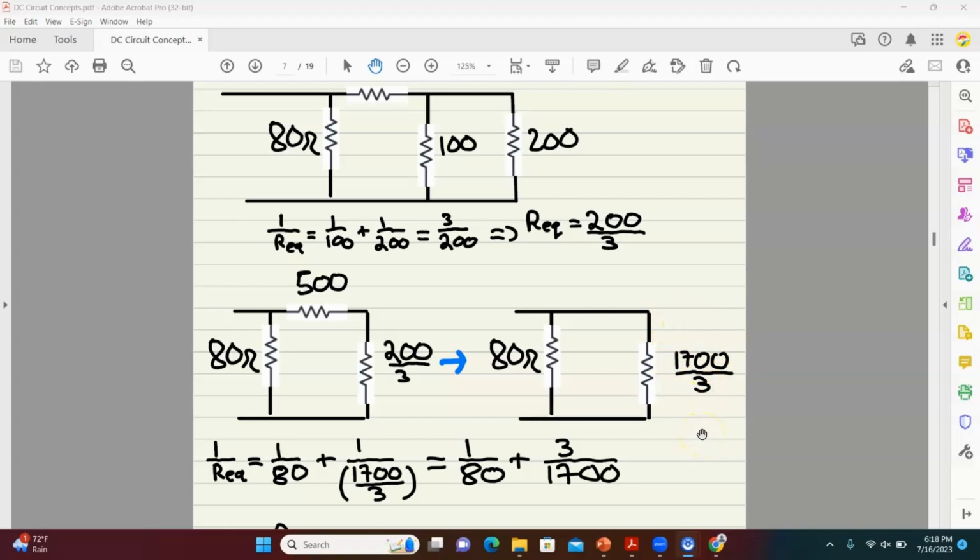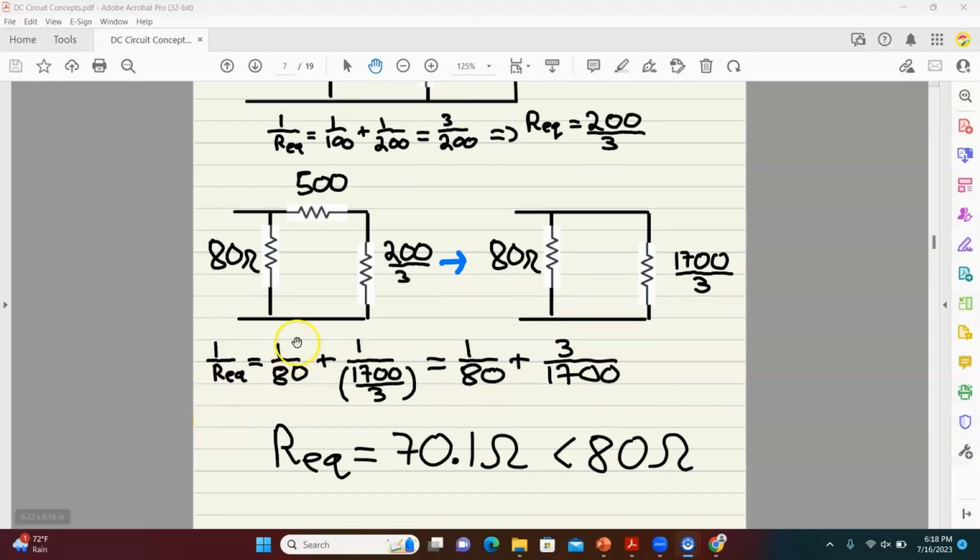The key concept is anytime you have 2 resistors in parallel, the equivalent resistance is always going to be smaller than any of the individual resistors in parallel. Therefore, the equivalent resistance has to be smaller than 80 ohms. The equivalent resistance has to be smaller than 80 ohms. We're going to add these 2 resistors up and show that.